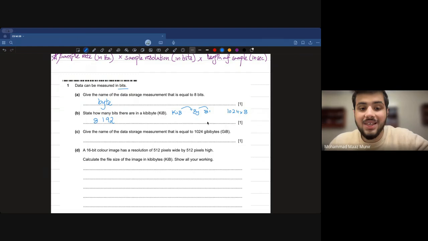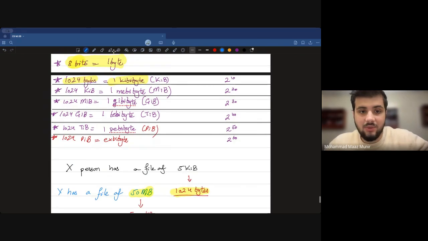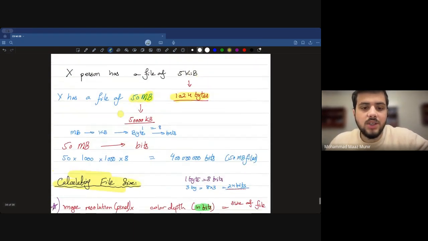Now looking forward to part C, it says: give the name of the data storage measurement that is equal to 1024 gigabytes. This is a pretty good question because it's directly going back to the same table which I created that day. It's asking what's the name of the data measurement, what do we call it?